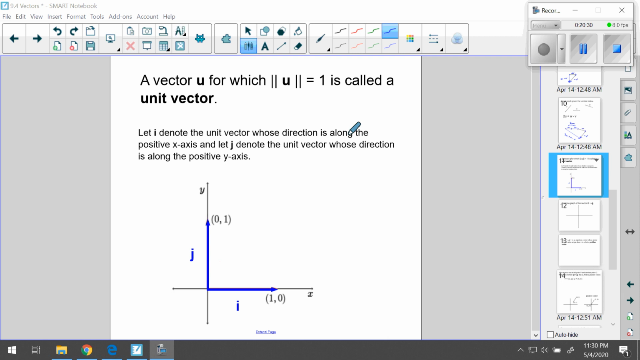To help us talk about vectors algebraically, or to help us graph them on a coordinate plane, we are going to use the letters i and j. Where normally we would have the x-axis, we're going to use i along the x-axis, and i is going to be the unit vector whose direction is along the positive x-axis. You can see here in blue, this vector i starts at the origin and heads towards the point (1, 0) and stops there. And j is the unit vector whose direction is along the positive y-axis. So it will also start at the origin and head up to the point (0, 1).